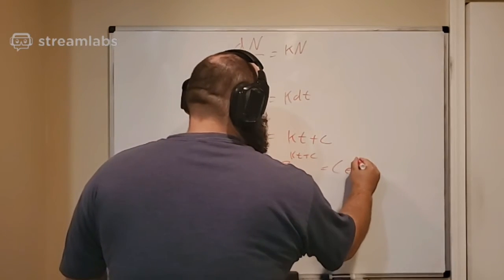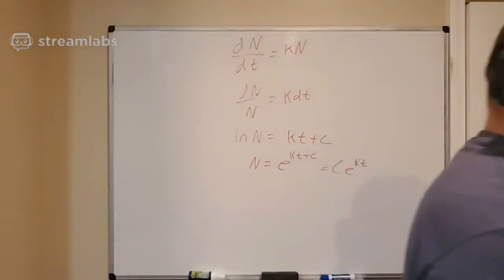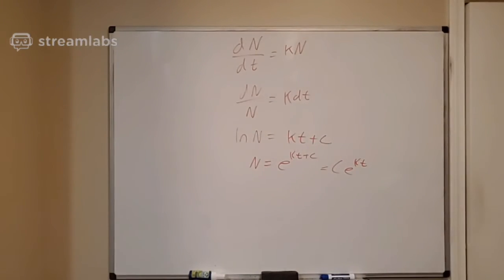On the right-hand side, kt plus c. Why is it kt? Why is that the antiderivative? Because what is k? A constant. Okay, and then what's the antiderivative of dt? Oh, okay.